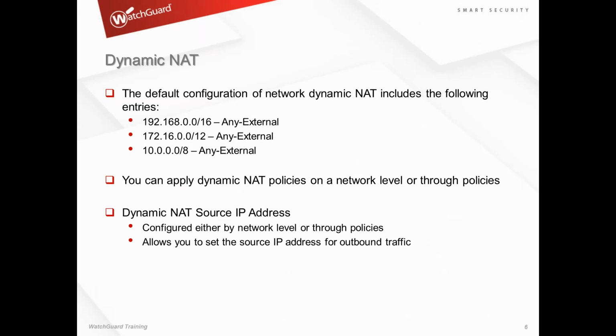Now, as a little tip here, the dynamic NAT default configuration of WatchGuard includes the following entries: 192.168.0.0/16, 172.16.0.0/12, and a 10.0.0.0/8 address. Just as a heads up, if you want any sort of special NAT rule or a special network topology or configuration within your network, you might actually have to go and add in some more entries.